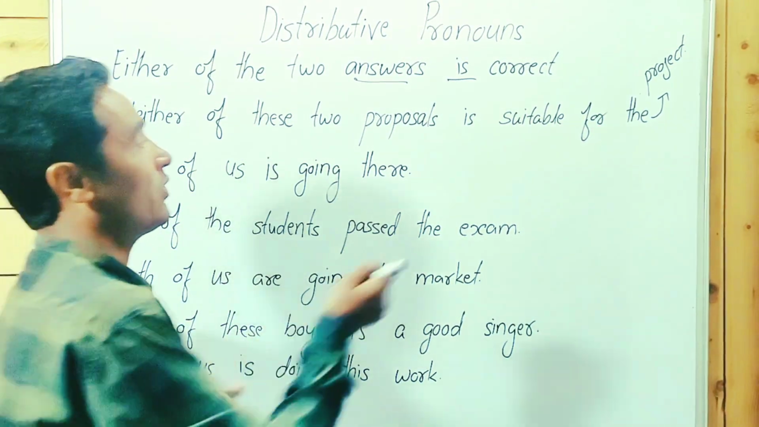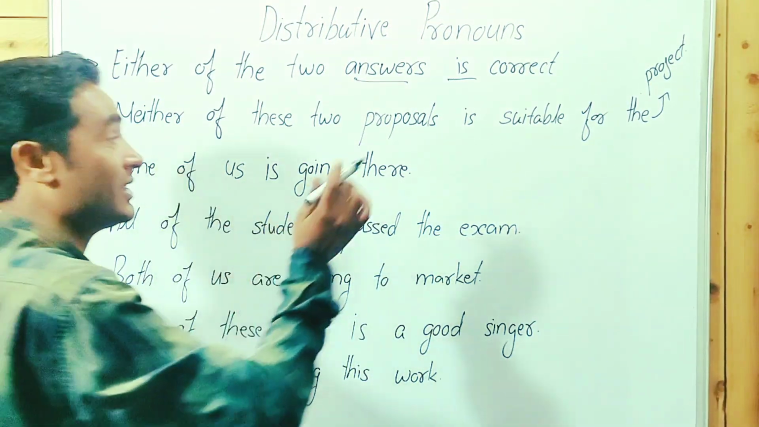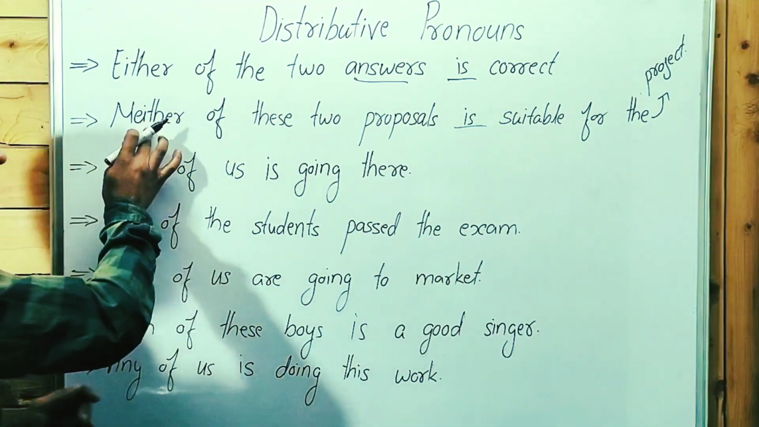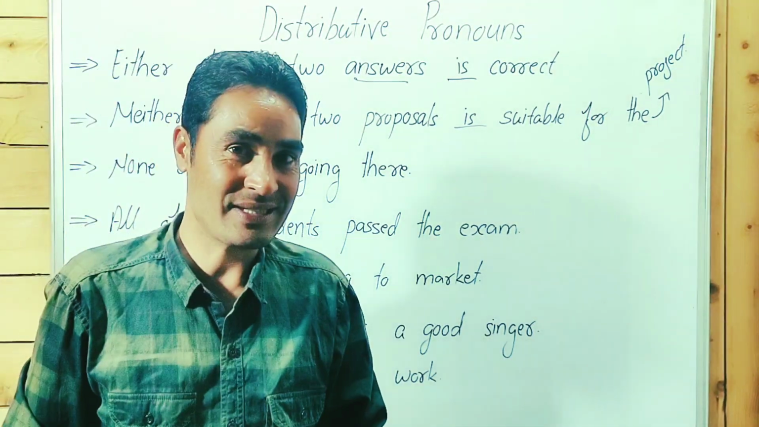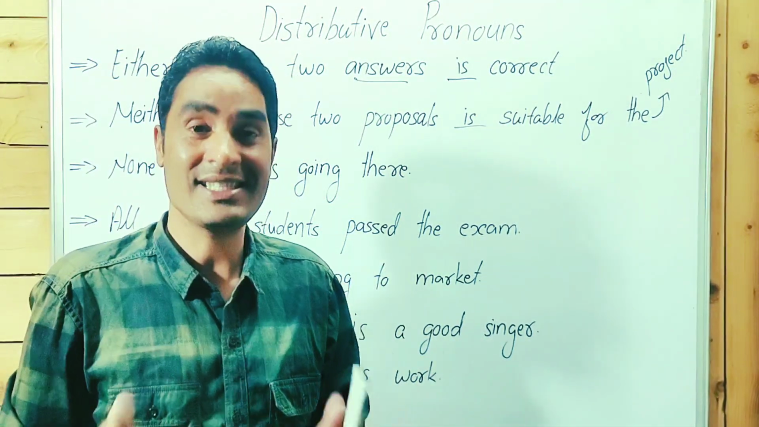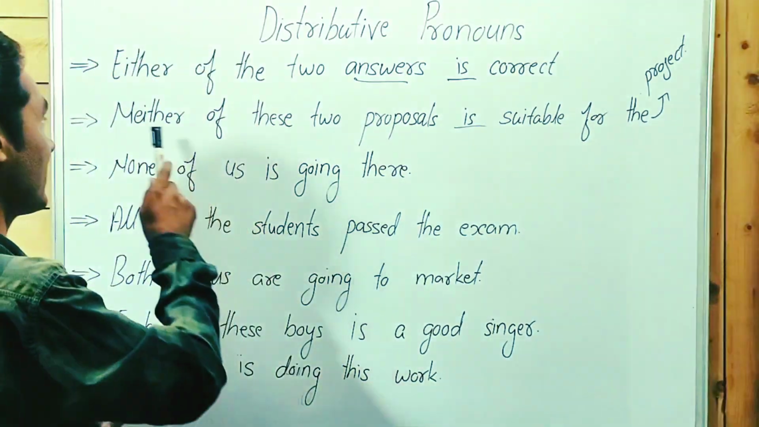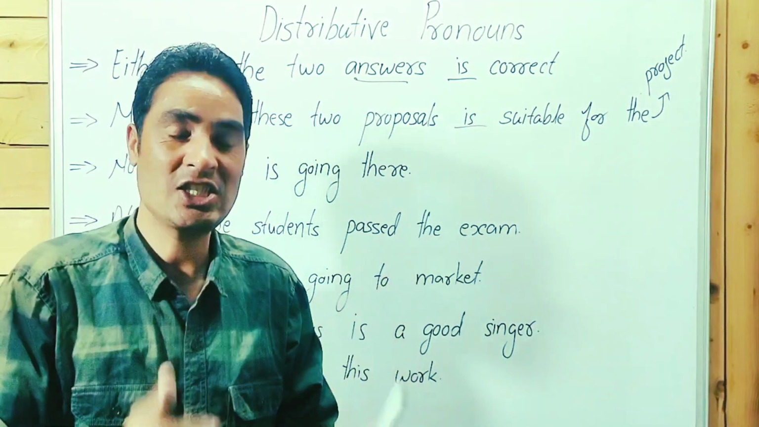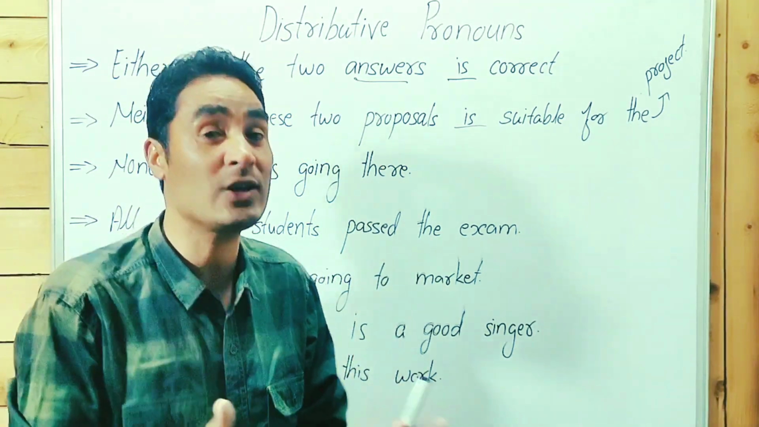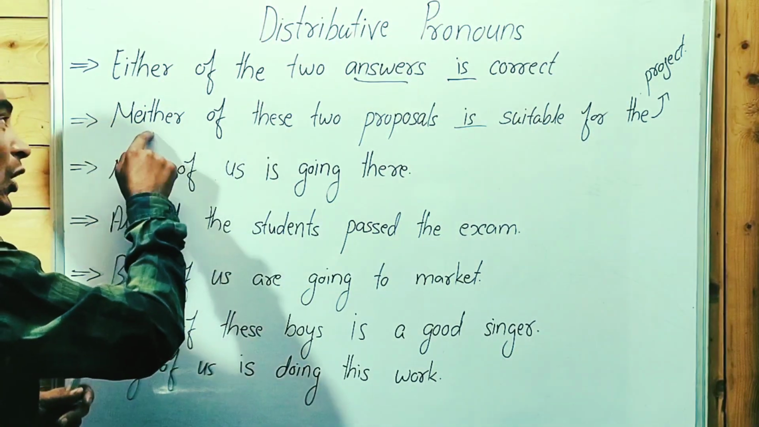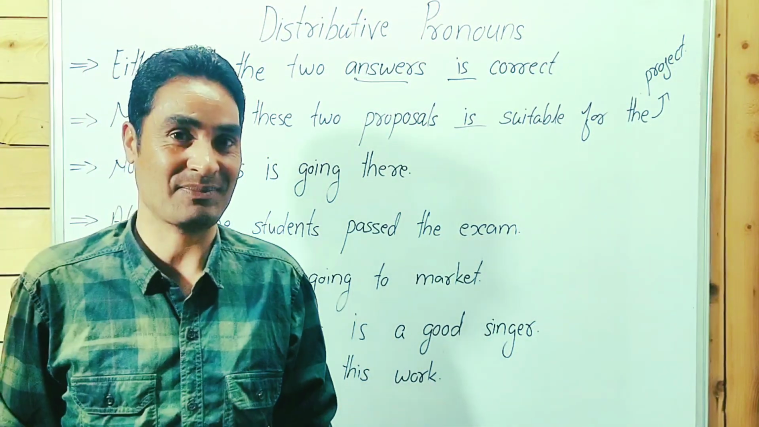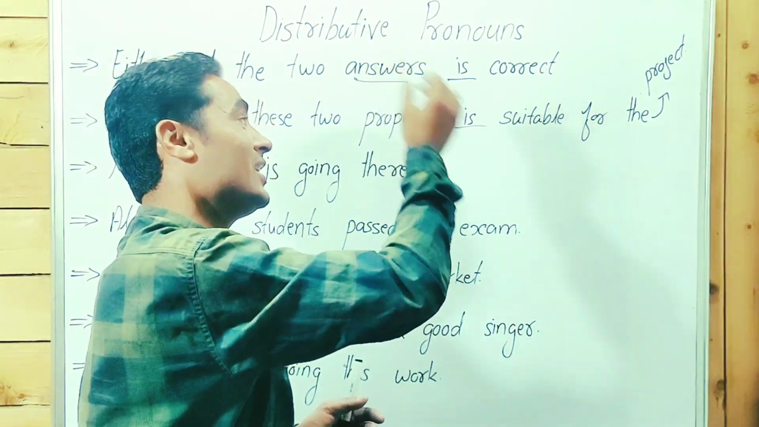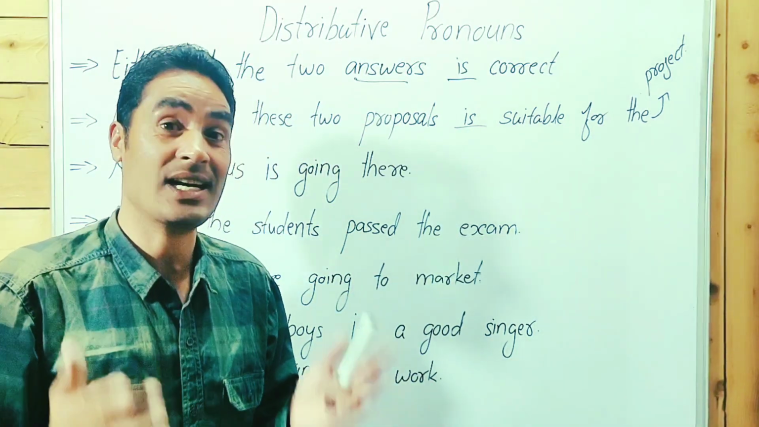Neither of these two proposals is suitable for the project. Guys, point to be noted: neither is used for the negative sense. We don't say, "Neither of these two proposals is not suitable," because "not" is an adverb of negation. We don't use it with neither, because neither already gives a negative sense. We don't need to write not, no, never, etc., with neither.